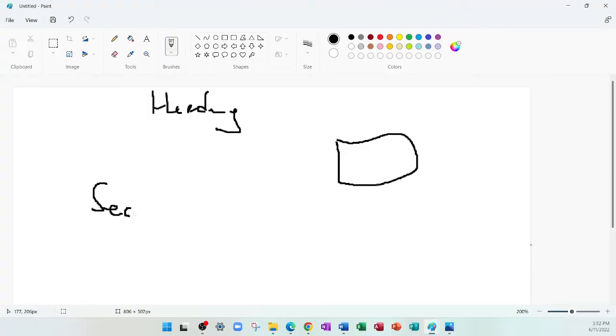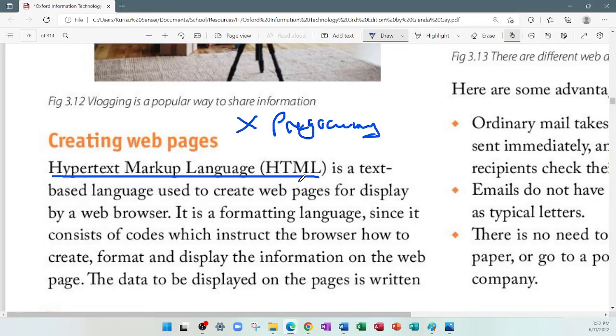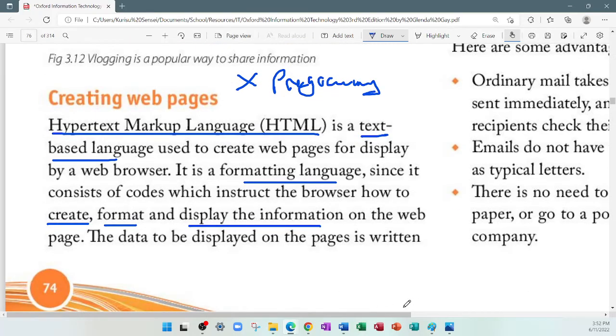So say for instance, you say that the heading should go here. That's the heading location. A picture should go here. A secondary heading should go here. Another picture should go here. That is basically HTML. You are marking the location. So that's why it's not called a programming language. It's called a markup language. So it's text-based, and it is a formatting language since it consists of codes which instruct the browser how to create, format, and display the information. So that's the only purpose of HTML.